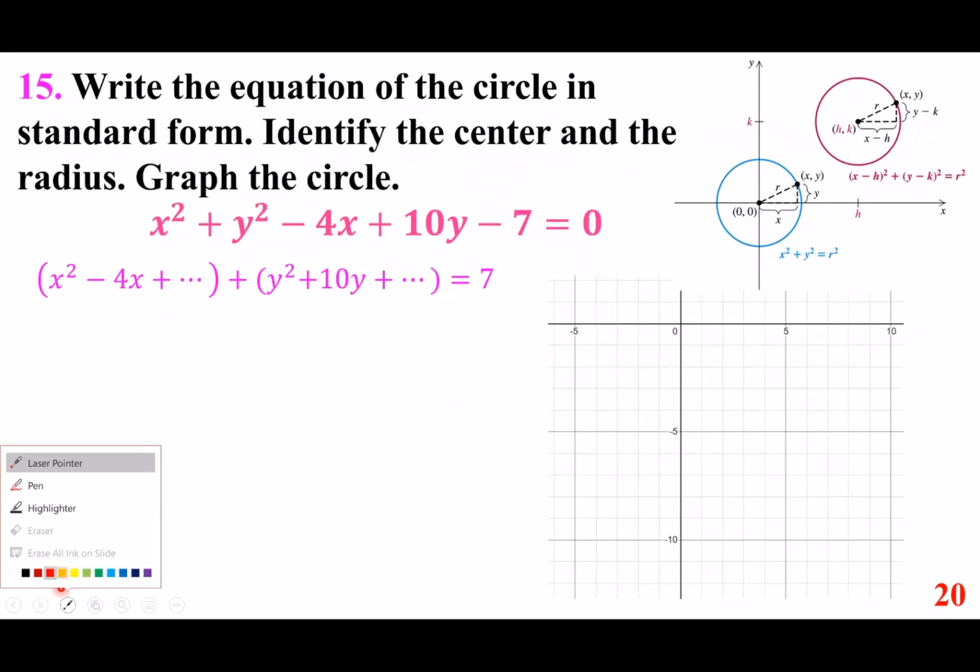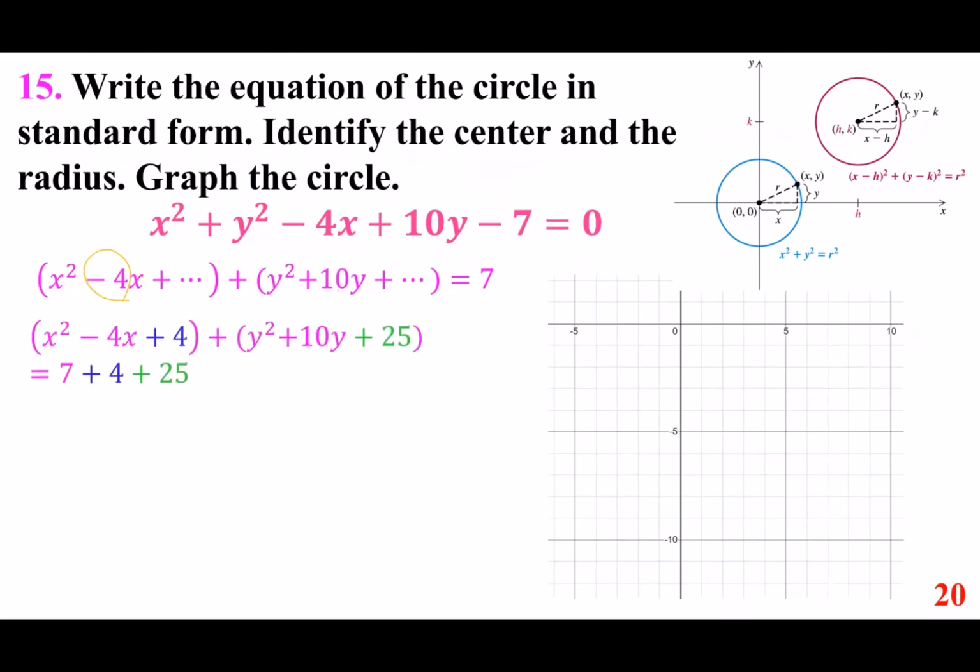Perfect square trinomial. This is b divided by 2. -2 squared becomes 4, add 4 to both sides. This one is b, 10 divided by 2 is 5, squared is 25. So in this case it is -4 divided by 2, squared. In this case, 10 divided by 2, squared. So when we add them to both sides, the left side becomes (x minus 2) squared plus (y plus 5) squared. And the right side is 36, or r squared.